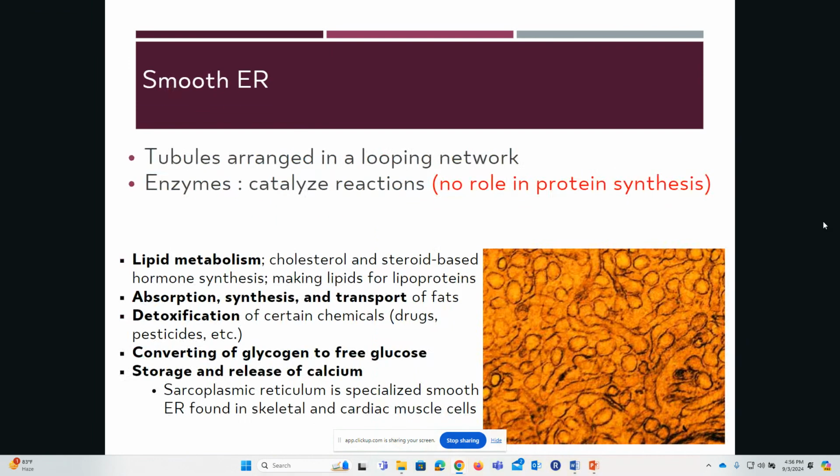But the smooth ER plays no role in protein synthesis. It does contain enzymes, it helps catalyze reactions, it does have a tubule look similar to the rough ER, but is a little bit more looping. It also plays a role in lipid metabolism and absorption and synthesis and transport and detoxification. So it can help, for example, with the storage of fats or the storage and release of calcium because it has a very much developed reticulum to make or produce these products.